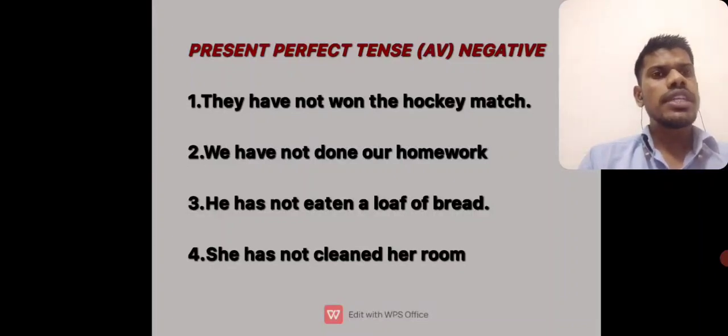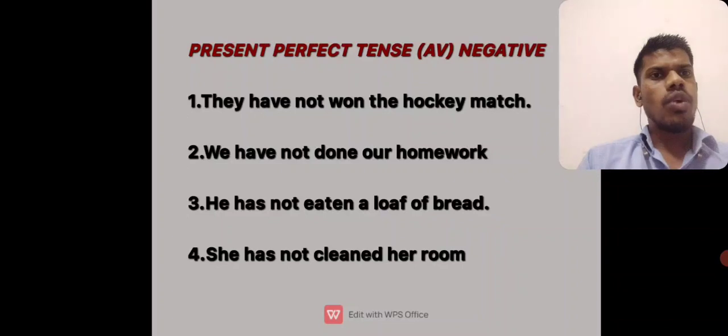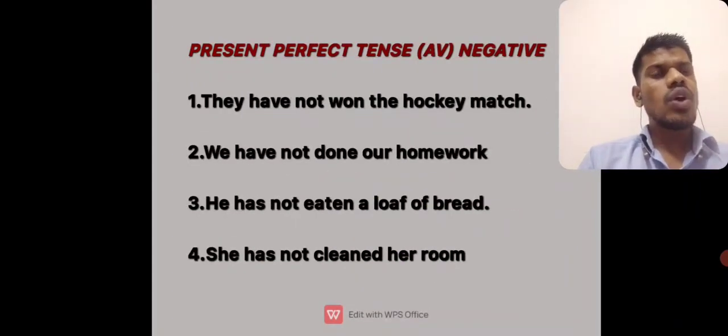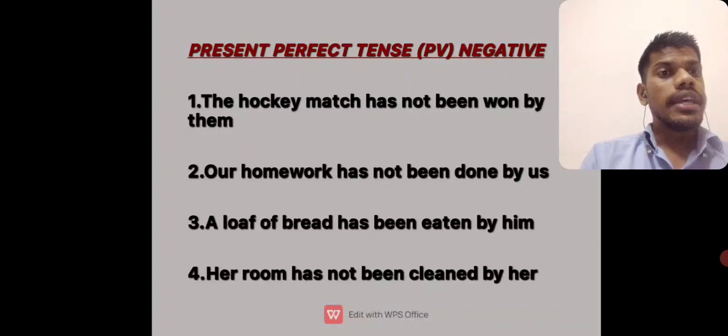How to convert the following sentence to passive form? Just see that the hockey match has been won by them. The first sentence is that they have not won the hockey match. So here the hockey match is the object in the active voice, which has to become the subject in the passive voice, followed by has, then not, then been, then V3, that is won, followed by them. Then our homework has not been done by us.